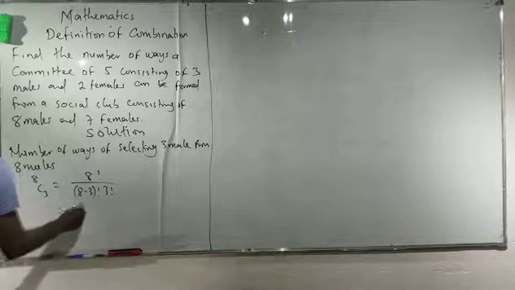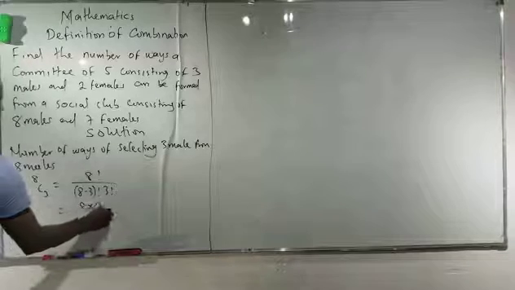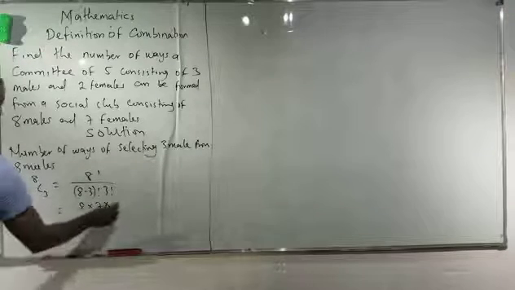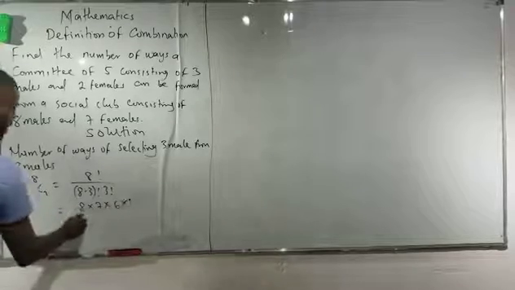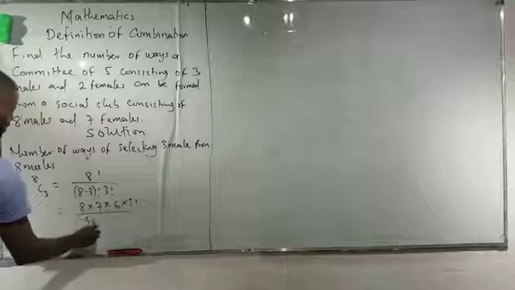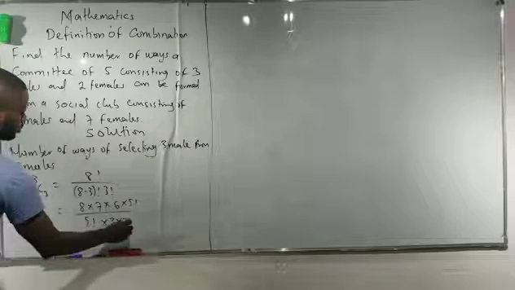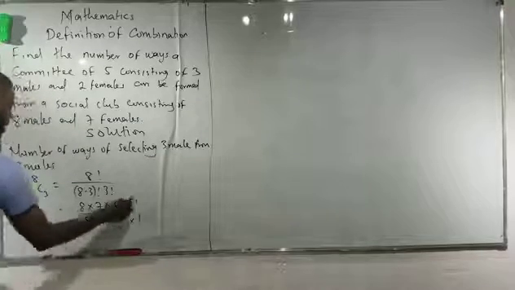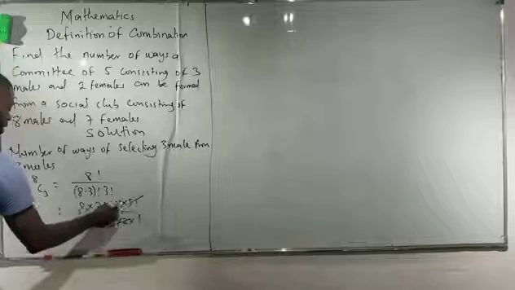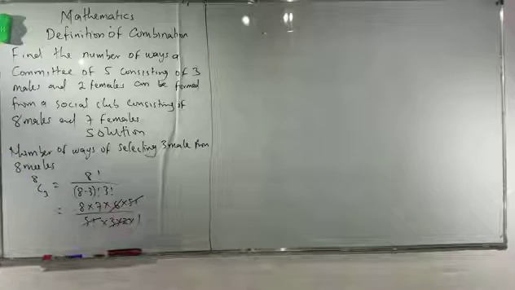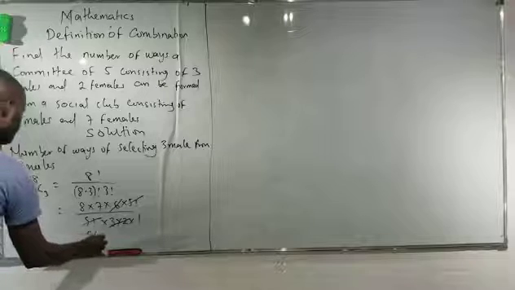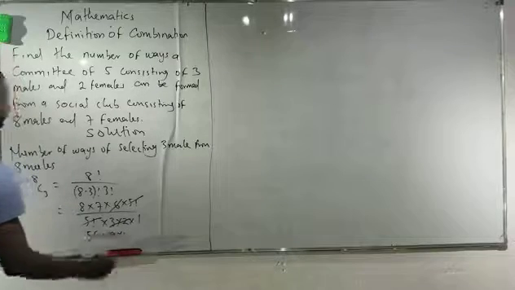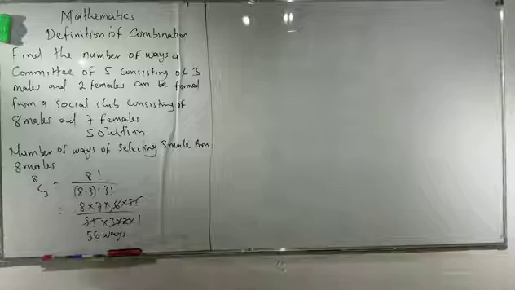Now I will have 8 multiplied by 7 multiplied by 6 multiplied by 5 factorial, divided by 5 factorial multiplied by 3 multiplied by 2 multiplied by 1. We cancel the 5 factorials, and these two cancel, and I will have 56 ways. That is the ways of selecting males.